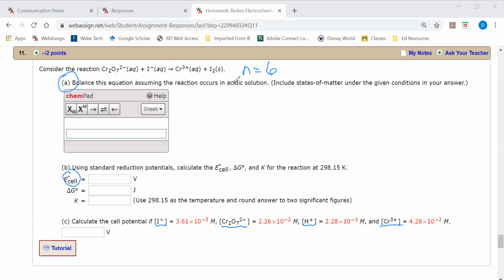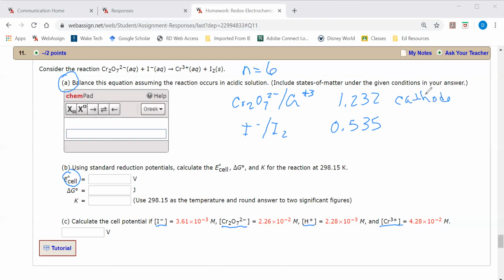Well, on our table, the potentials for the chromium half reaction are 1.232, and the iodide half reaction 0.535. And based on what is going on, what is gaining and losing electrons, we would find that the chromium half reaction is the cathode and the iodine half reaction is the anode.